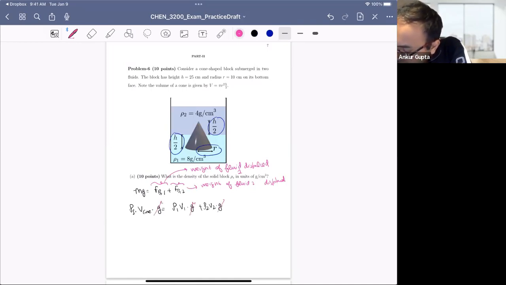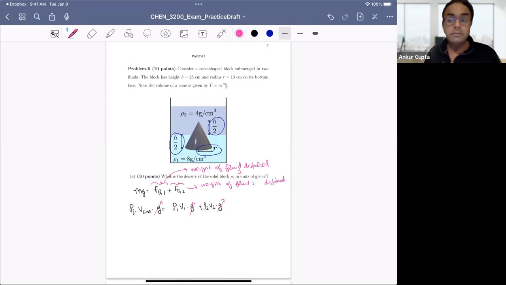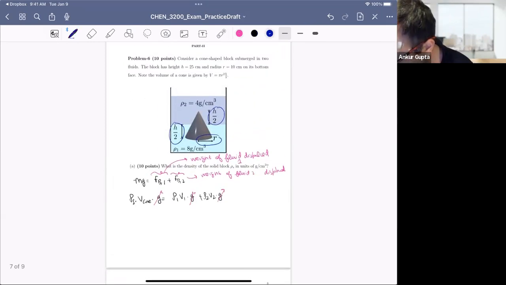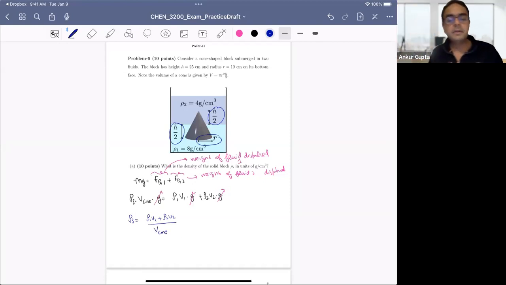So the gravity gets cancelled. Essentially I have to find the left hand side, rho s. I know the volume of the cone. So what I get is that rho s is equal to rho 1 V1 plus rho 2 V2 by V cone. Now this is essentially what you have to find. Obviously, if you do it until this point, you'll get some credit, but the main point is how to find further. How do I solve this?